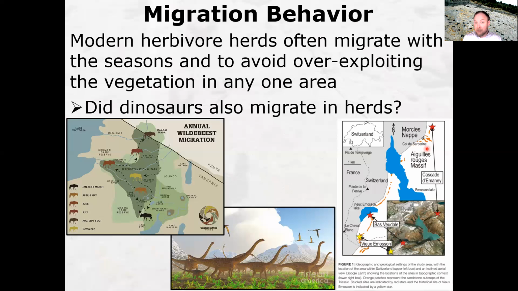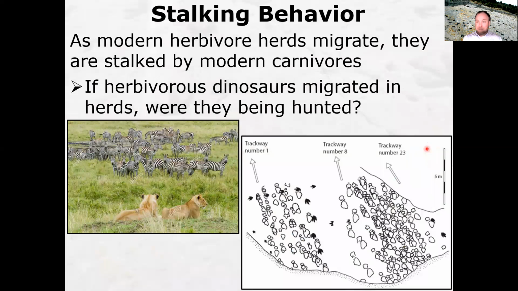Certain dinosaurs probably were in herds, and certain of those herds probably migrated. Which ones, we'll talk a little bit more later, but there's not a lot of evidence for that, but I'm getting more all the time. So along with herds comes stalking. As wildebeests move around, the large carnivores that are preying on them move around too. So they're stalked along the way by modern large carnivorous animals.